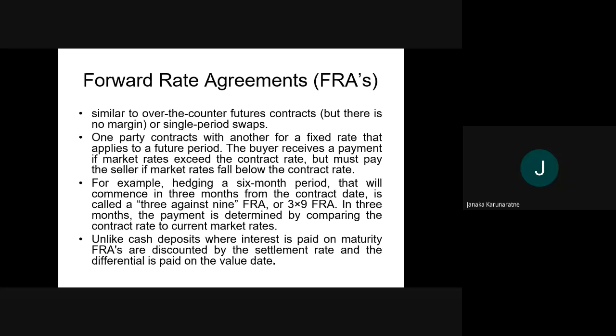Now let's say this way. I enter into a forward rate agreement at 10%, same thing. But let's say the market interest rate dropped to 9% by April 2. So on April 2, we see the market interest rate drop to 9%. Then what happens?